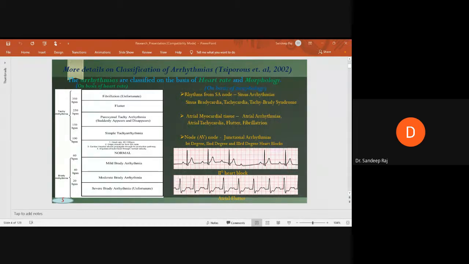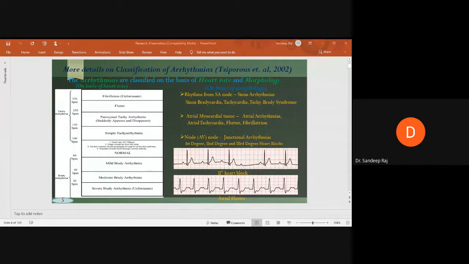Similarly, if the heart rate goes below 60 beats per minute, then it is a case of mild bradyarrhythmia. If it goes below 40 beats per minute, it is moderate bradyarrhythmia. And if it goes below 20 beats per minute, then it is a case of severe bradyarrhythmia, which is also unfortunate. So more or less, in this classification on the basis of heart rate, if the heart rate goes above 100 beats per minute, then collectively it is known as tachyarrhythmia, and below 60 beats per minute, it is known as bradyarrhythmia.